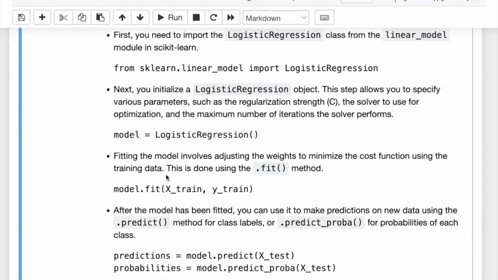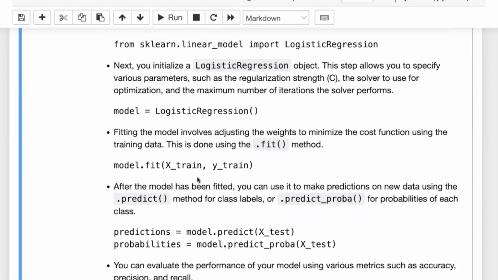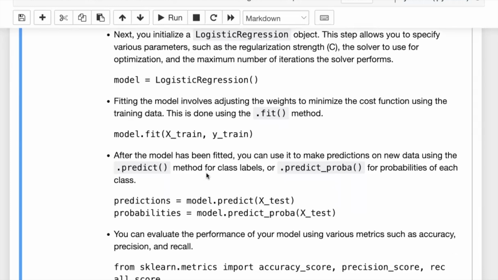And after that, we use model.fit. So that's the part where we are going to minimize the loss function that we have, this cross entropy loss function averaged on the training data. And then in the prediction stage, now here is the main difference between this one and regression problems. We have two methods. We can use predict to predict the class label, or predict_proba to predict the probability of each class.